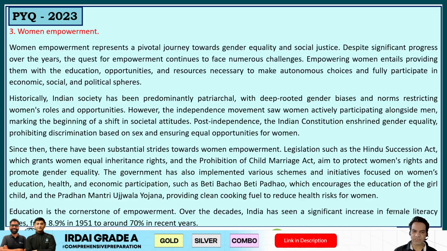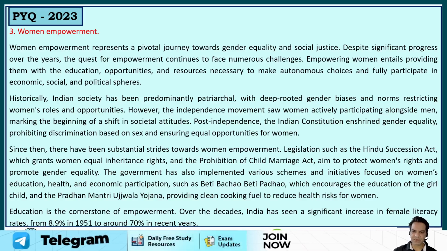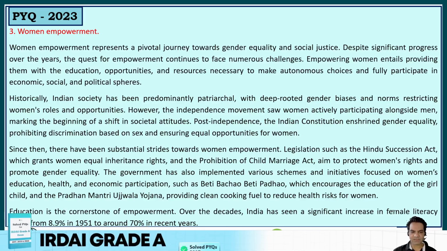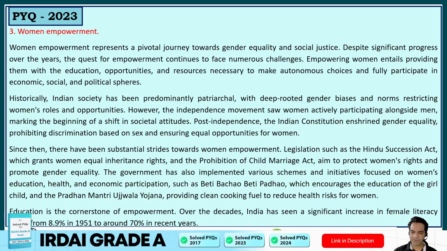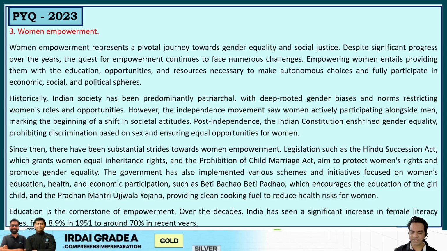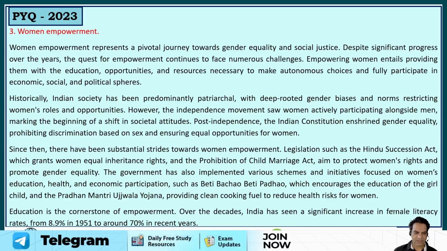Historically, there have been social evils. It has been patriarchal, with deep-rooted gender bias and norms restricting women's roles. Since then, there have been substantial strides towards women empowerment. Legislation such as the Hindu Succession Act, Prohibition of Child Marriage Act. Then the government implemented various schemes and initiatives such as Beti Padhao Beti Bachao Abhiyan, right, and Pradhan Mantri Ujjwala Yojana to make them self-reliant. So that can be mentioned.